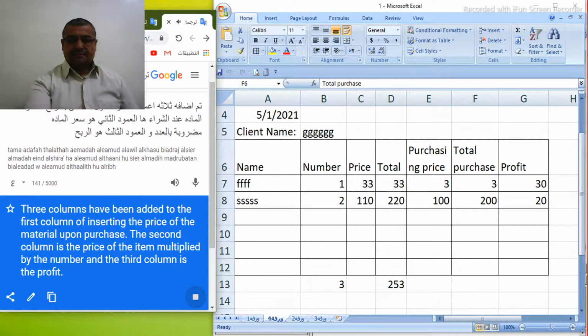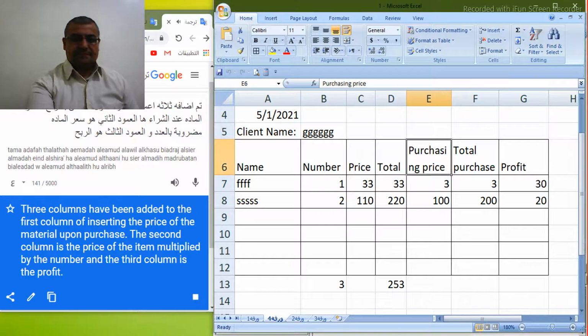Three columns have been added. The first column is for entering the price of the item upon purchase. The second column is the price of the item multiplied by the quantity sold, and the third column is the profit.